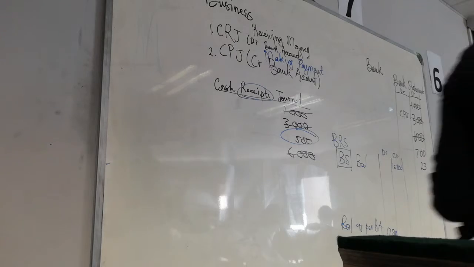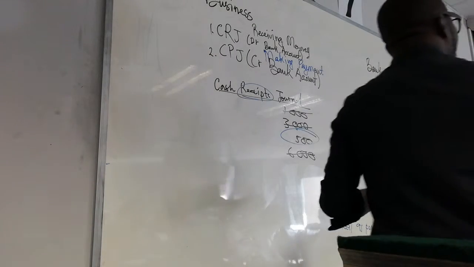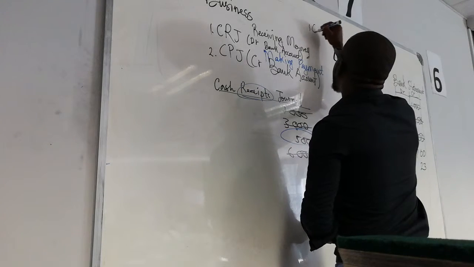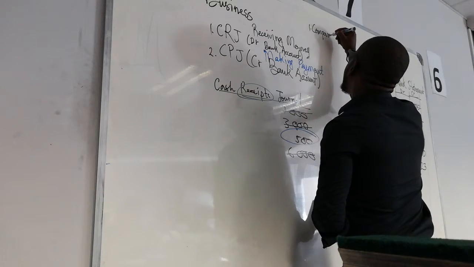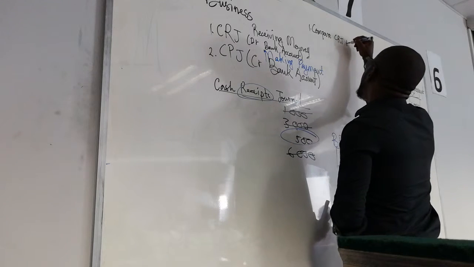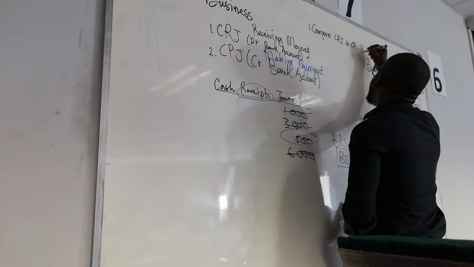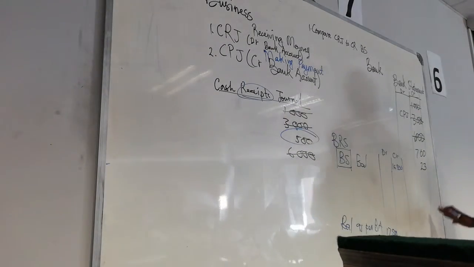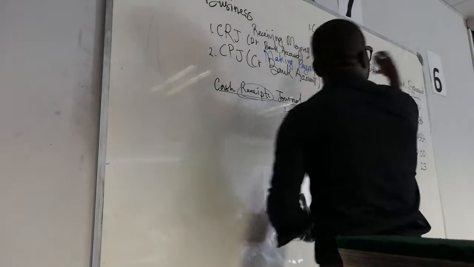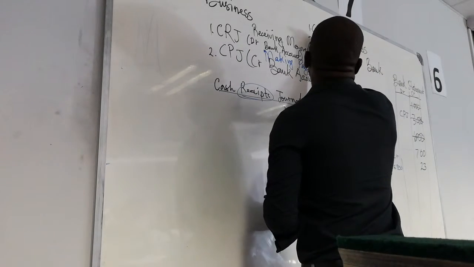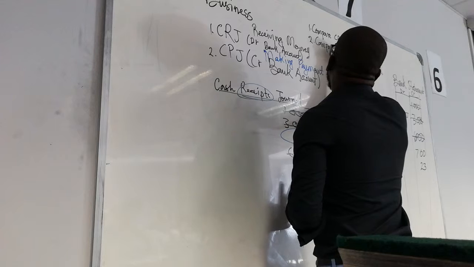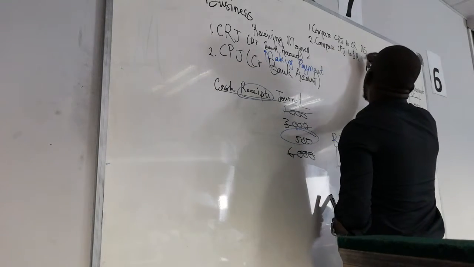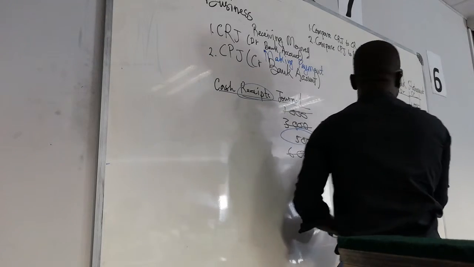Now, the timing difference that we find in the CRJ, remember the first thing you do when you are reconciling, number 1, compare CRJ to credit bank statement. Are we together? Whatever is in the CRJ must be on the credit side of the bank reconciliation. Then you're going to find some differences, you're going to find some common items. Number 2, compare CPJ to debit side of the bank statement.